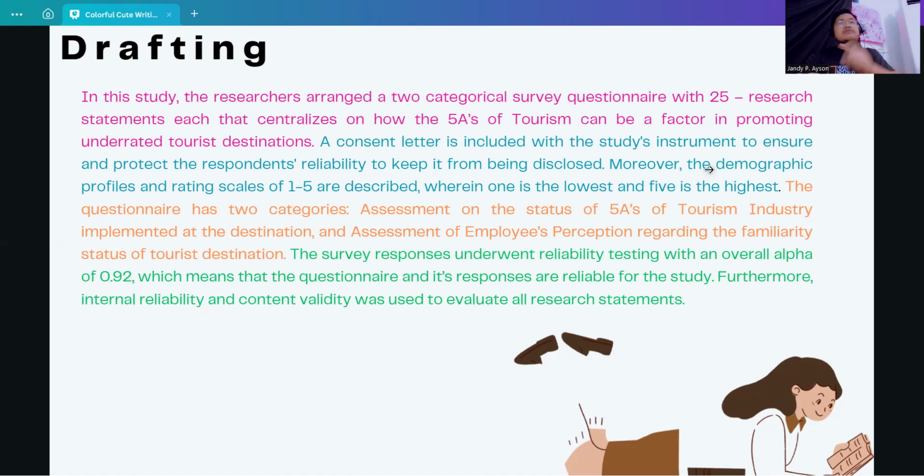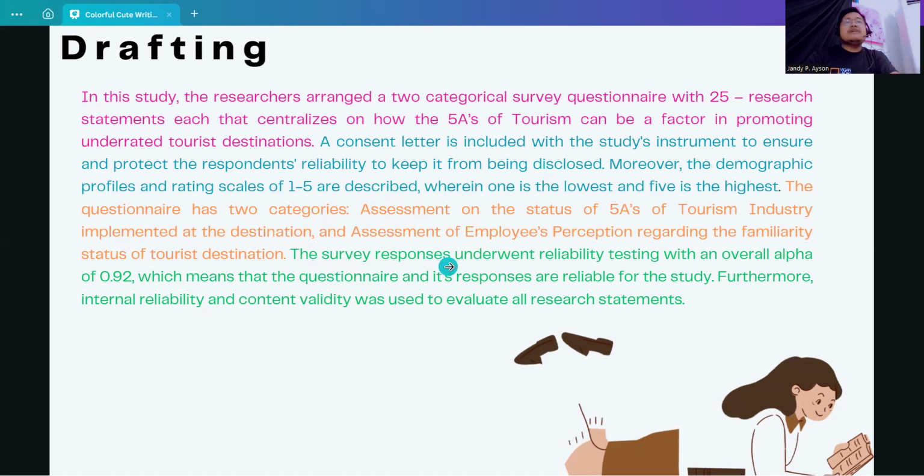Wherein 1 is the lowest and 5 is the highest. So, pwede nyo rin isama yung part na yan. And then next is, the questionnaire has two categories. Ito yung sinasabi ko, yung mga title nung survey questionnaire categories na nasa matrix natin makikita.